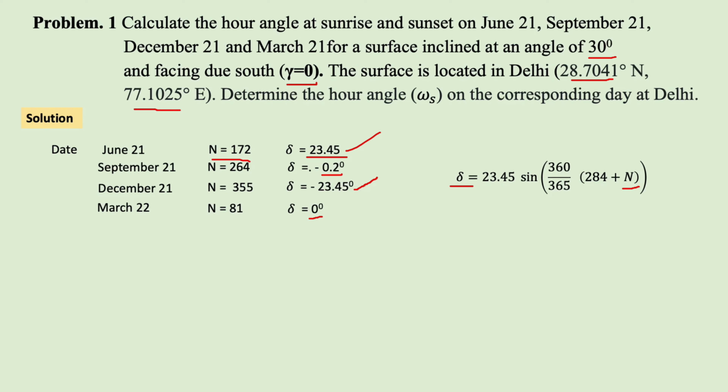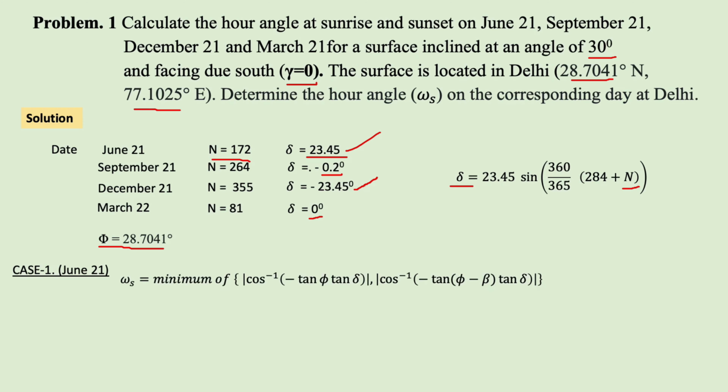Now we have to take it case by case. Case 1 is June 21, and for that the other angle which is required is phi, which has already been told: the surface is located in Delhi and its latitude is 28.704 degrees. Now to calculate the R angle, we need to use this equation: omega s is the minimum of cos inverse of minus tan phi tan delta, or cos inverse of minus tan (phi minus beta) tan delta.